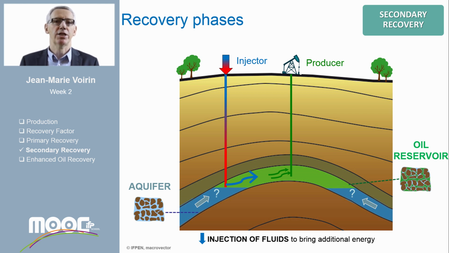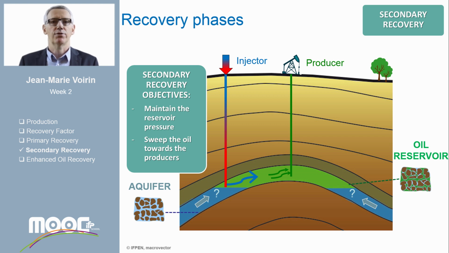When the natural energy contained in the reservoir is not sufficient to provide a reasonable and economical recovery, additional energy will have to be brought in by injecting fluids. These production methods are called secondary recovery methods as they take place following primary recovery. Objectives of the secondary recovery methods are to increase recovery by maintaining the reservoir pressure or at least limiting its decline, sweeping the oil towards the producers.